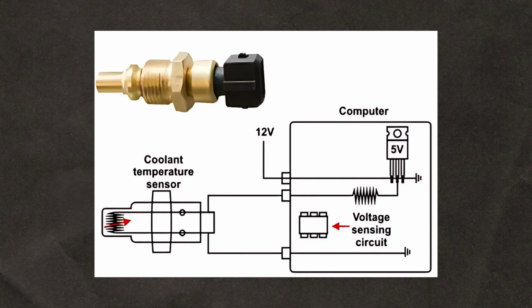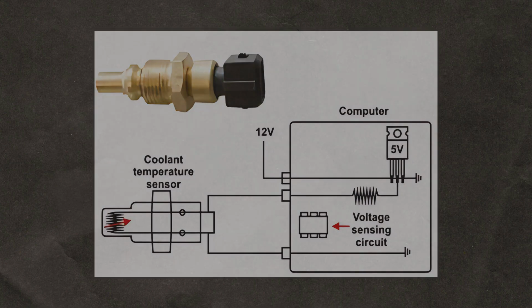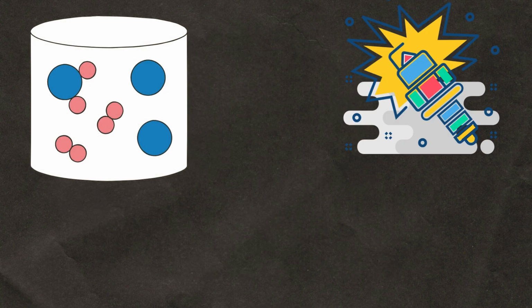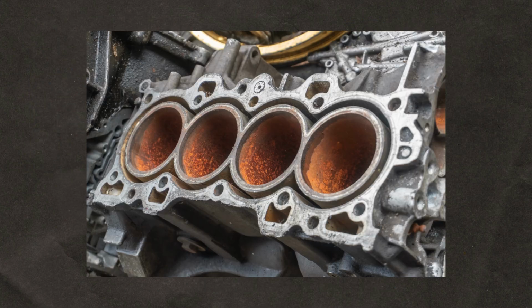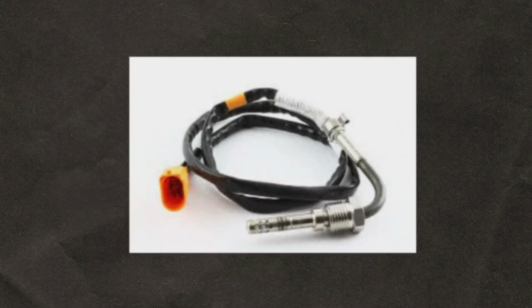Coolant temperature sensor (CTS) measures the temperature of the engine coolant. Provides feedback to the ECU for controlling the air-fuel mixture, ignition timing, and activating the radiator fan when necessary. Usually installed in the engine block or cylinder head.